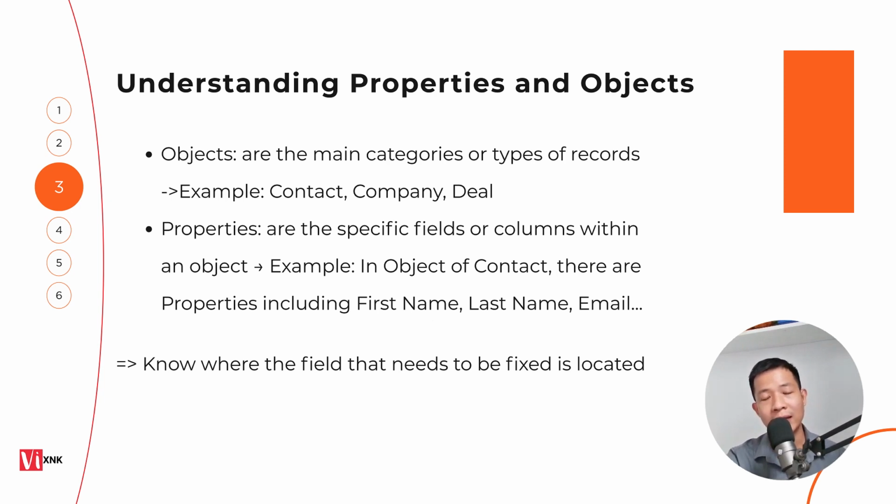So, you'll understand that the field you create will usually be a property. A property means an attribute or a field, and typically properties must belong to a specific object. So before you create one, you need to determine which object your property belongs to.